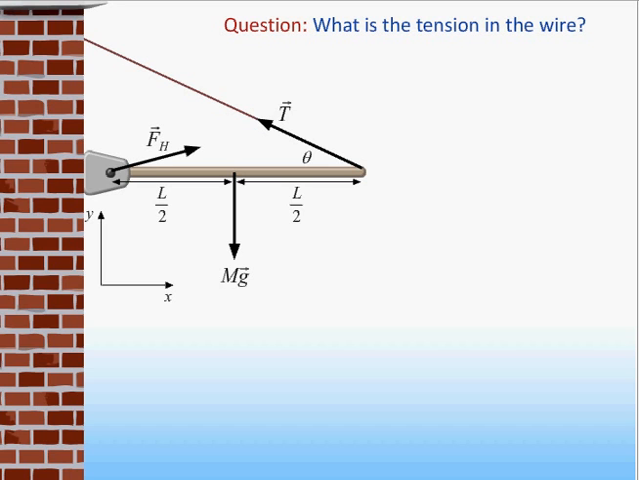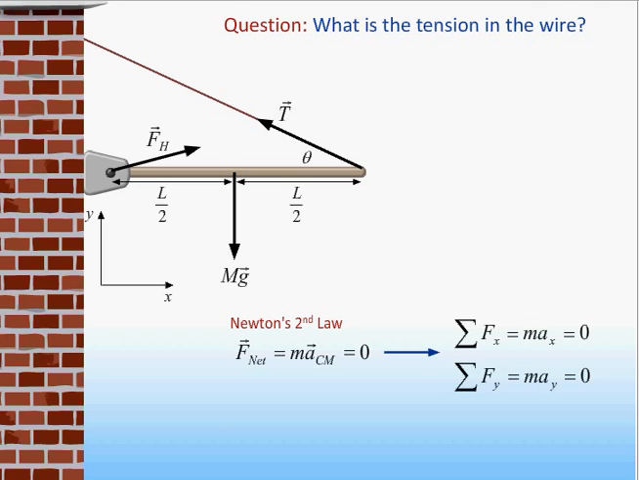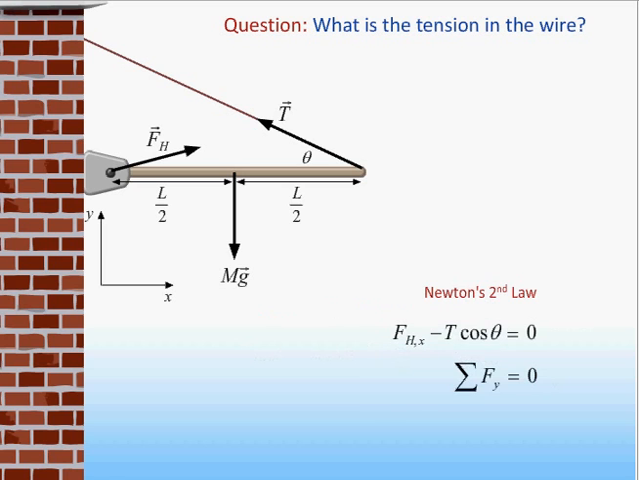There is also a third force, due to the hinge, which supports the beam at the wall. We will allow this force to have both x and y components. Since the system is static, both the acceleration of the center of mass and the angular acceleration about any rotation axis must be zero. Since the acceleration of the center of mass of the beam is zero, the total force on the beam must be zero in both the x and y directions. Therefore, we can write down two equations that must be true.